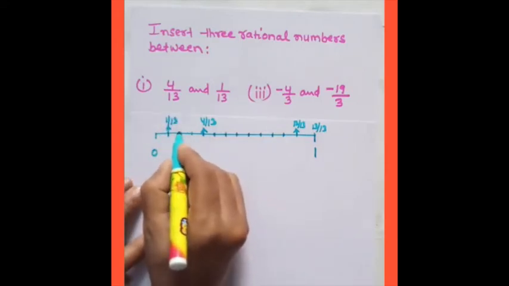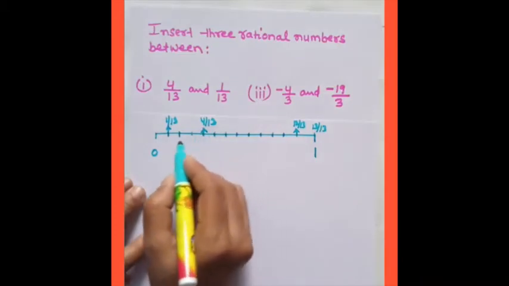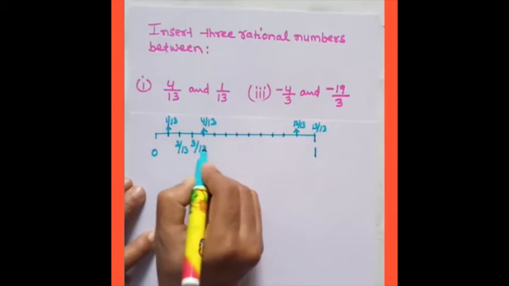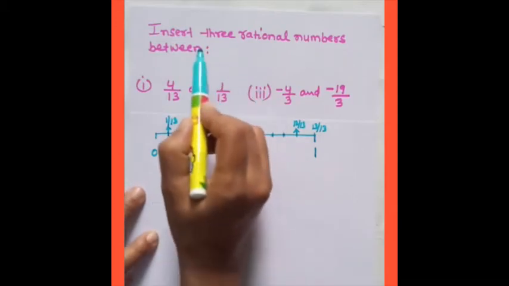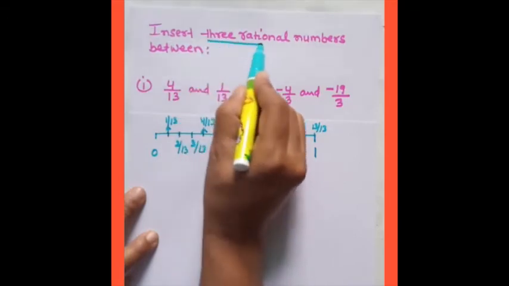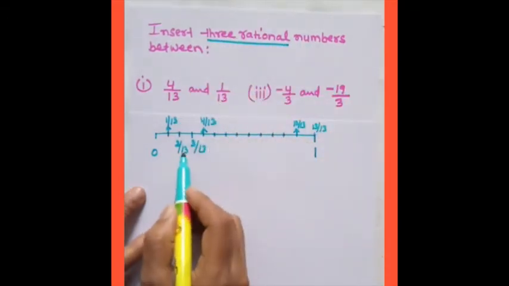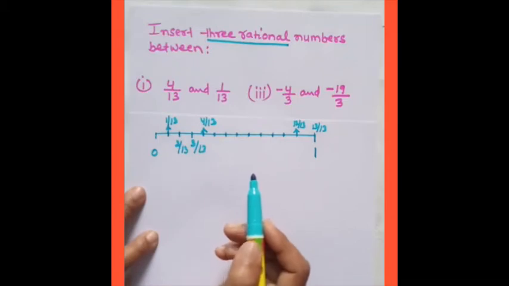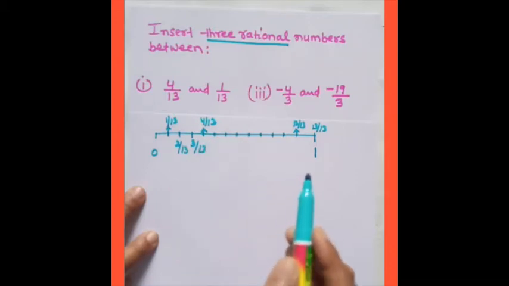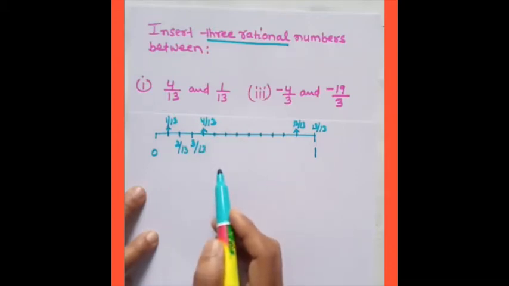Now between 1 by 13 and 4 by 13, you have 2 by 13 and 3 by 13. But here he is asking you for 3 rational numbers, and we are getting only 2. Dear children, first of all you must know that between any 2 rational numbers we can form as many rational numbers as you want.